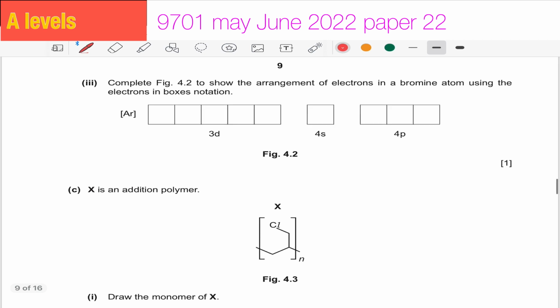All right, now the next part of the question is complete figure 4.2 to show the arrangement of electrons in a bromine atom using the electron in box notation. So we have to complete the electron configuration of bromine. They have given us the boxes, 3d, 4s and 4p, and they have written the configuration of bromine in terms of noble gas. So let's just check out how many electrons bromine has.